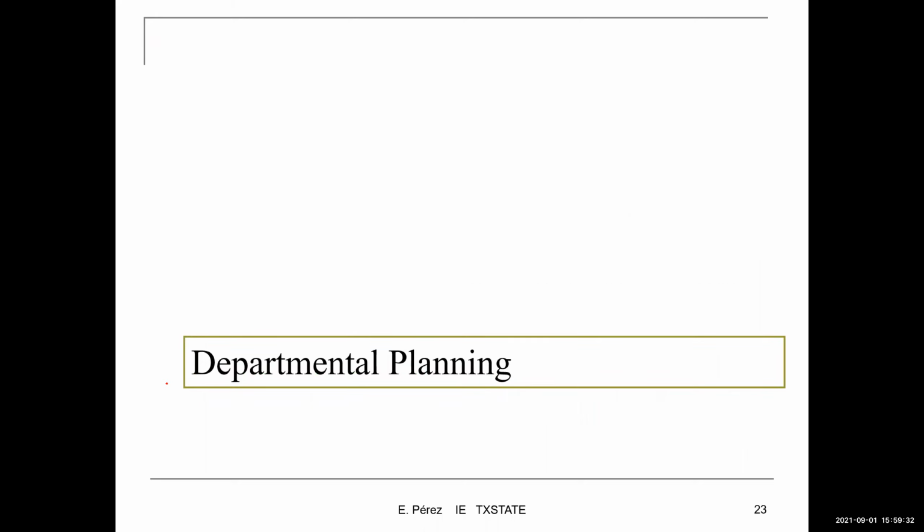Okay, based on that, let's talk now about departmental planning. In this part of the lecture, we are going to talk about an algorithm, and then we're going to solve a problem based on that algorithm. So in departmental planning, we are trying to figure out, for example, if we have different types of products, how many machines of a certain type we need inside the department, and so on.